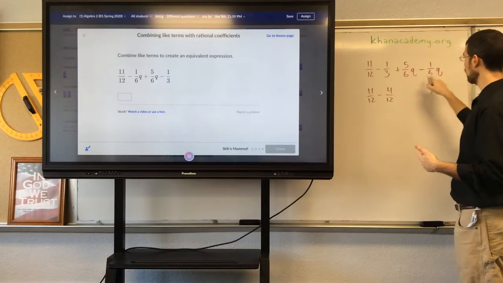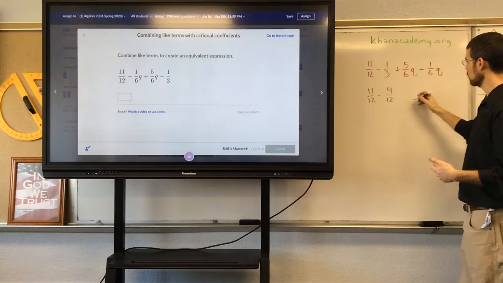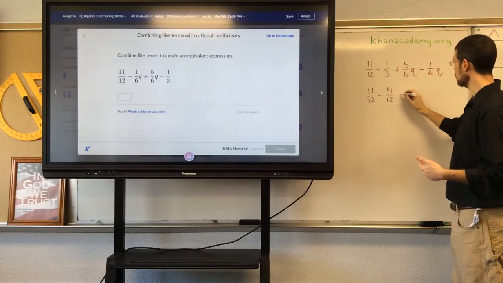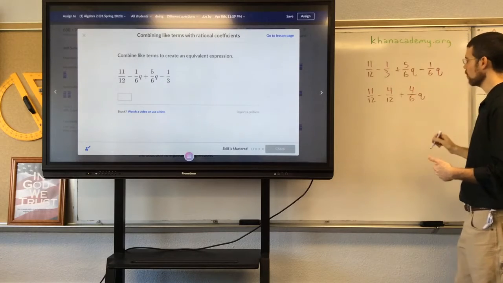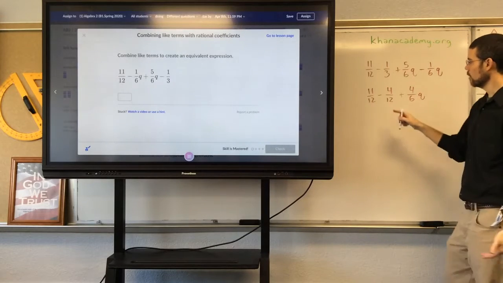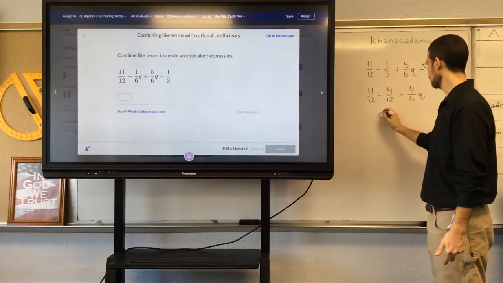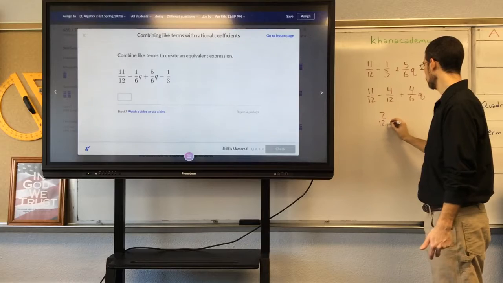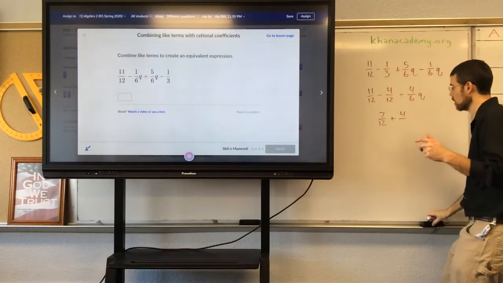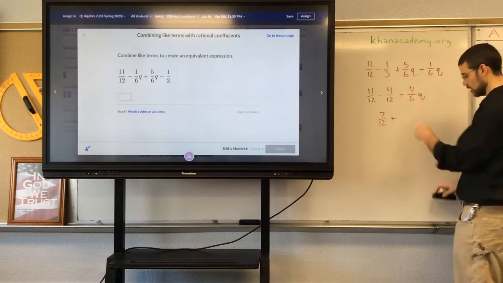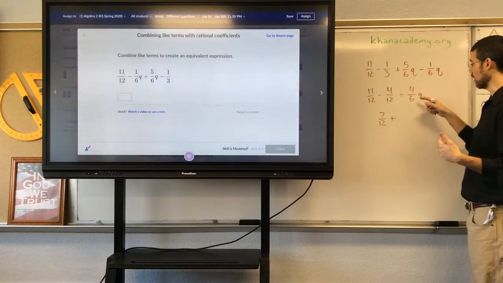And then we might as well combine those while we're at it. So 5/6 minus 1/6 is 4/6. That's how many q's we have. Now we can do our subtraction because we have the same denominator. 11 minus 4 is 7 twelfths plus 4. We're going to reduce this at this point, okay? So 4/6 has a common factor. 4 and 6 have a common factor of 2.